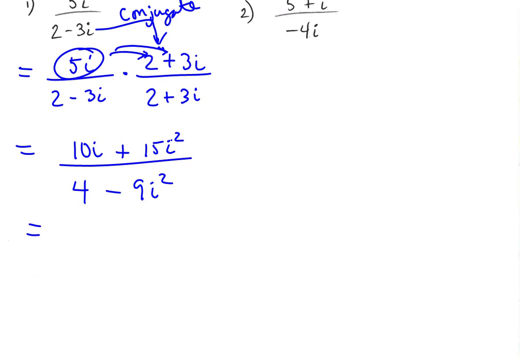Then we can try to put this all back together by simplifying the numerator. Notice the 15i squared. Remember, i squared is really a negative 1. So that's really a negative 15 plus 10i in the numerator. If I just rearrange the order there to put the real number, the a part, first.